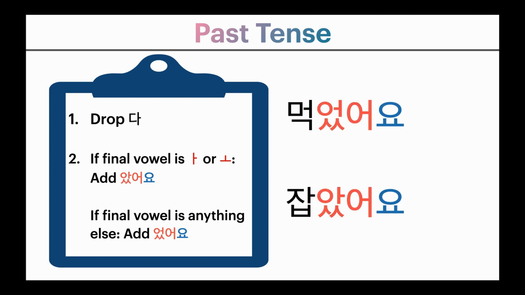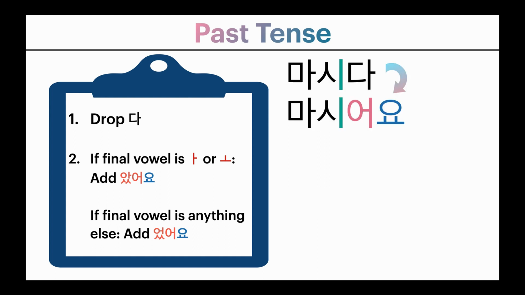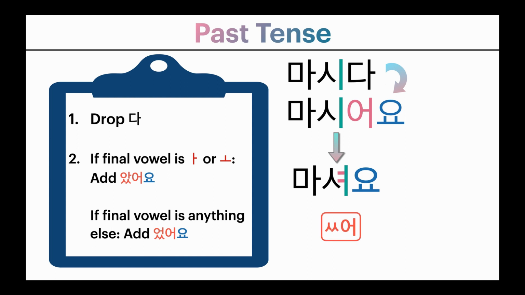Again, this is fairly straightforward until you have to deal with vowels merging together. 마시다 becomes 마시어요 in present tense, right? Which then merges into 마셔요. You can think of past tense like squeezing a 서 in there before the 요. 마셨어요.